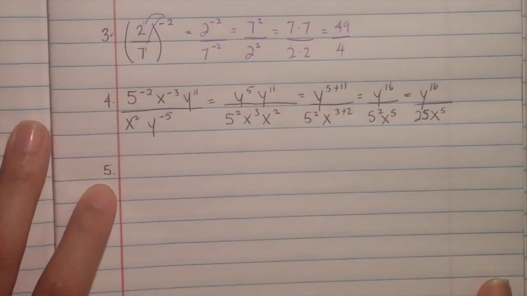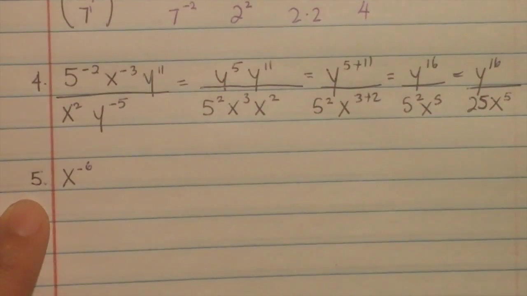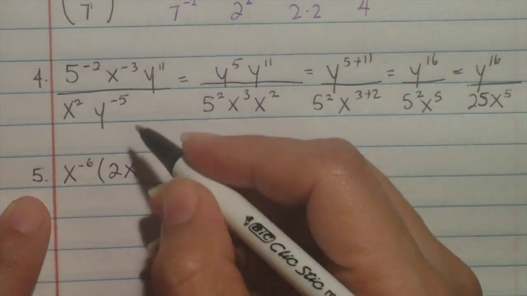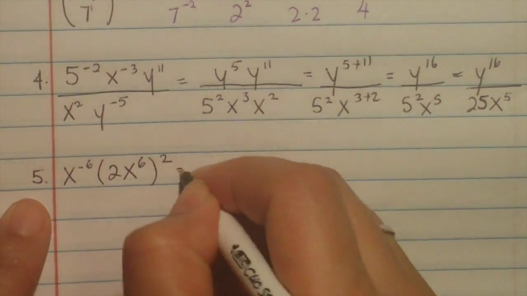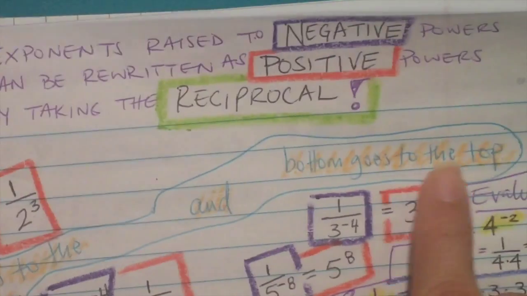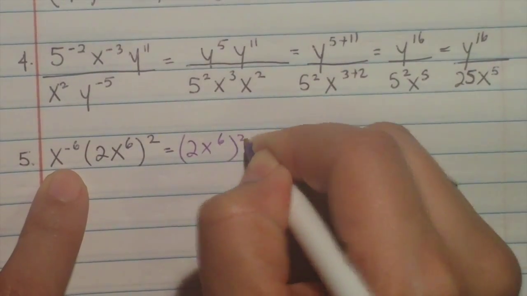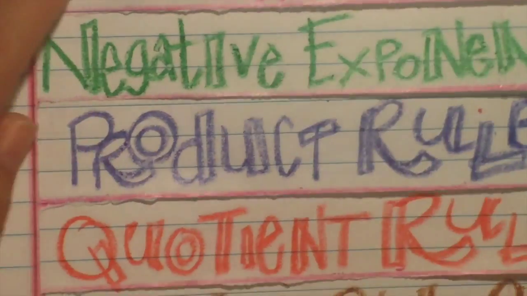Okay, number 5, x raised to the negative 6th, parentheses, 2x raised to the 6th power, close parentheses, all squared. Alright, so again, you don't have to start in the order I do, but you can. Negative exponents, top goes to bottom, bottom goes to top, and becomes positive basically. So let's do that. So we're going to put x to the 6th power on the bottom and copy everything else down. Then I'm going to use the power rule.